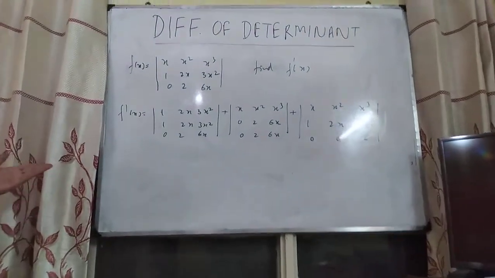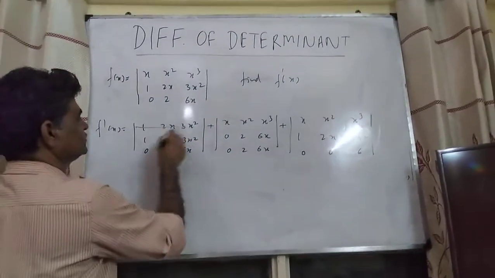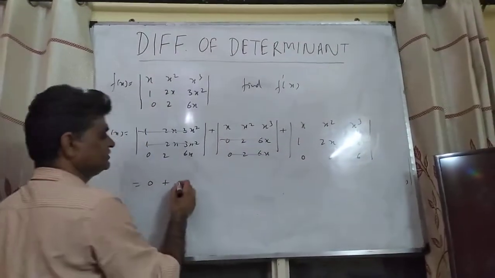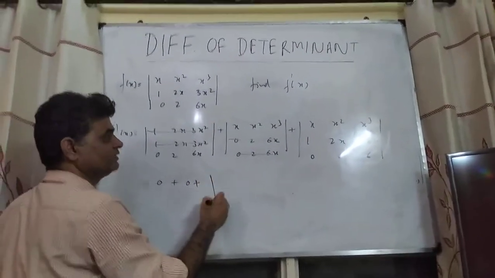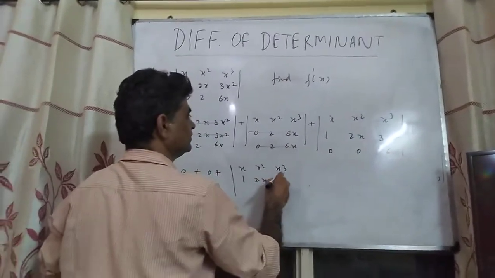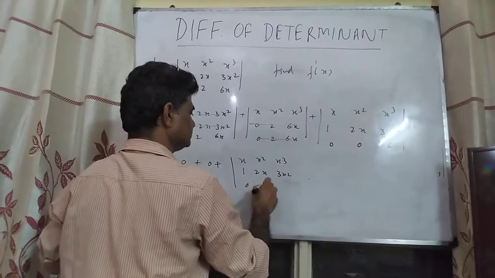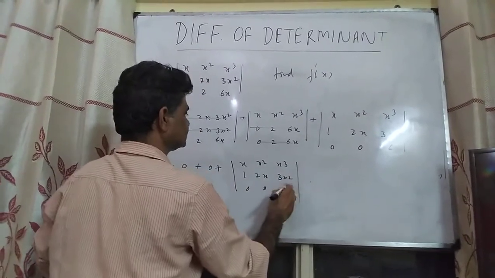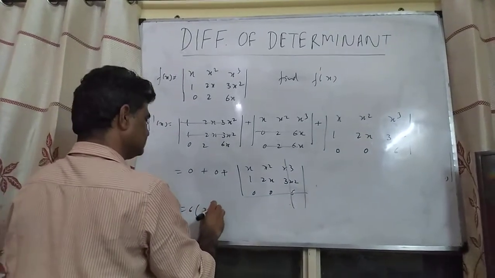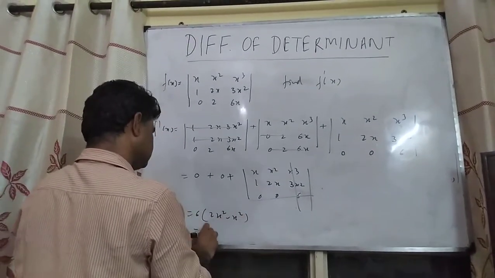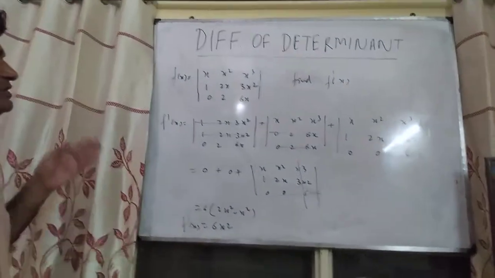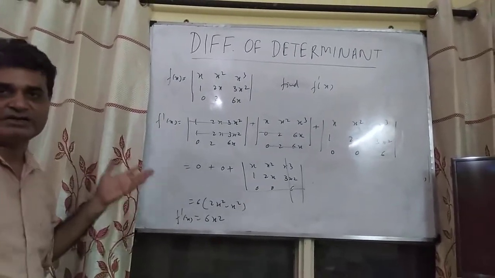So now we have to solve this. You can see that these two rows are equal, so it will be 0. Here you can see these two rows are equal, so the value of the determinant is 0, as you know. And the third one has to be solved because it is not going to be 0. So it is 6. With the help of 6 we can open it. You can see that 2x square minus x square. So it is going to be 6x square. So this is the way of differentiation of a determinant function.